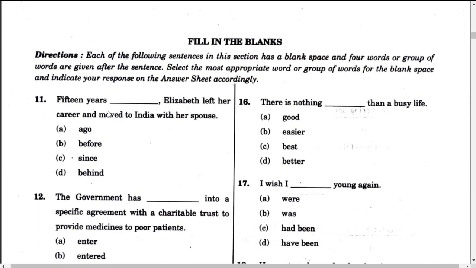Next, fill in the blanks. Look at the 11th one here.